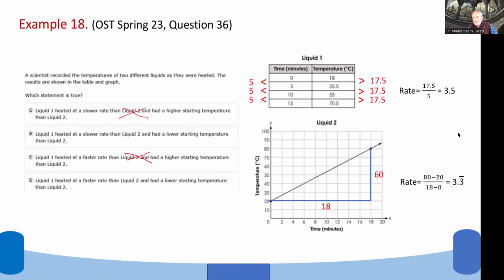And obviously this one is higher than this. And the starting temperature is less than this. So liquid 1 heated at a slower rate? No. Liquid 1 heated at a faster rate and lower starting temperature. That's it. Now you're sure that you got the answer 100% correct.